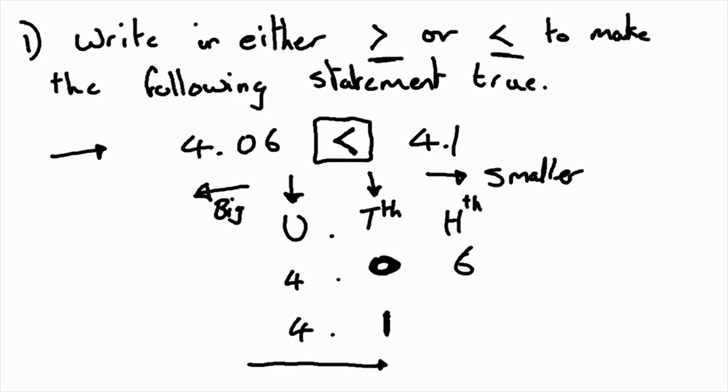Now we've got to be careful because although in 4.06 we have a 6 on the end, the 6 only represents hundredths, which are smaller than the tenths. So although the digit 6 is bigger than the digit 1, the 1 represents 1/10, where the 6 represents 6/100ths, which is smaller.